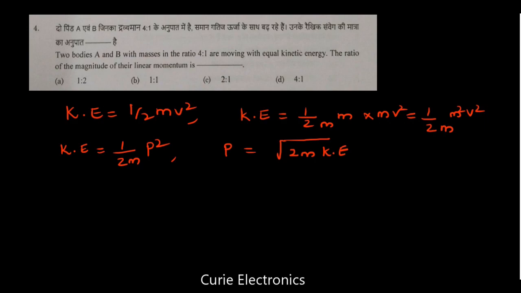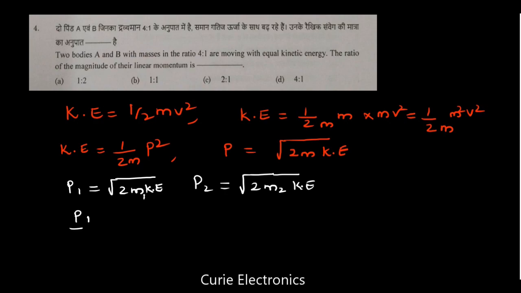So we have to compare here. Similarly, if mass is m1, we can write P1 equal to square root of 2 m1 KE. Kinetic energy is the same, so P2 equals square root of 2 m2 KE. Now if you want to take the ratio P1 is to P2, what do we get? Root 2 m1 KE upon root 2 m2 KE. KE is the kinetic energy.